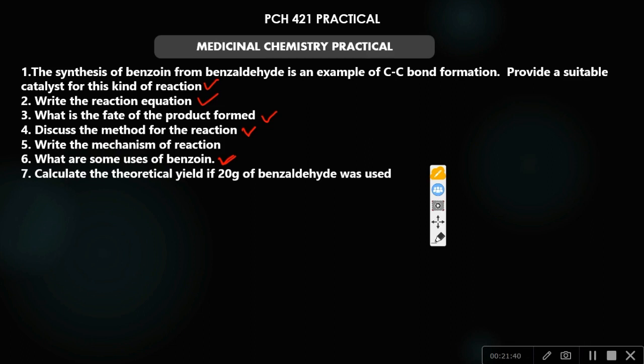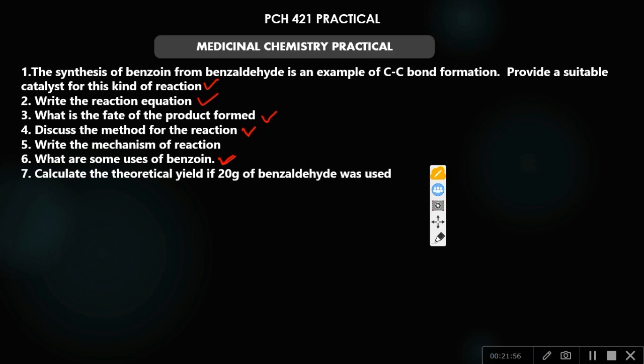Benzoin also is used for what? For skin ulcer. Now it is also a sap that is actually gotten from the trunk of trees that belongs to the what? The styrax family. So that is everything you need to know about that.